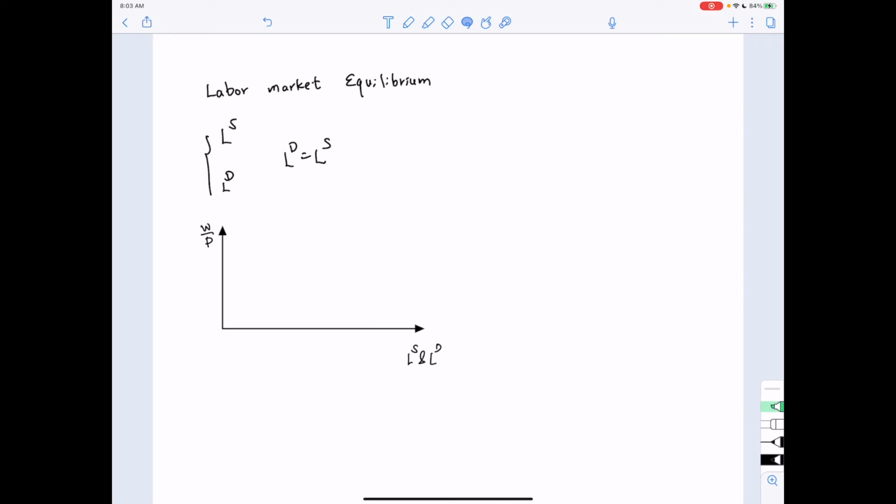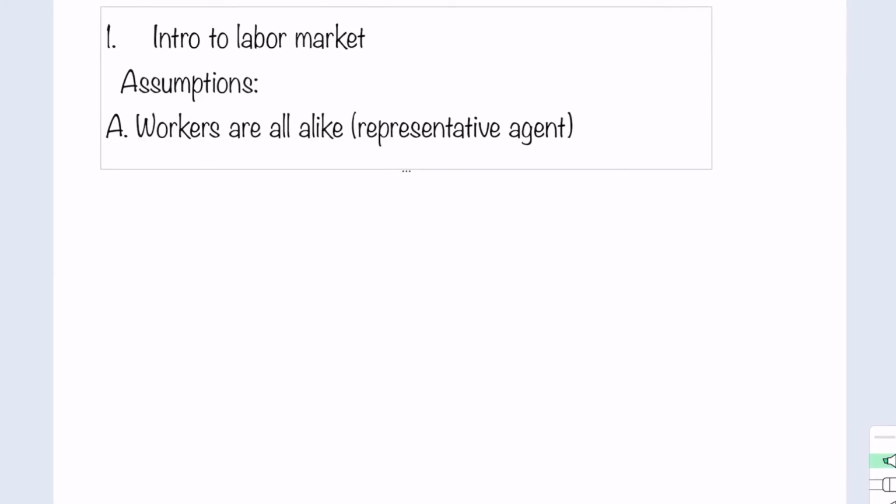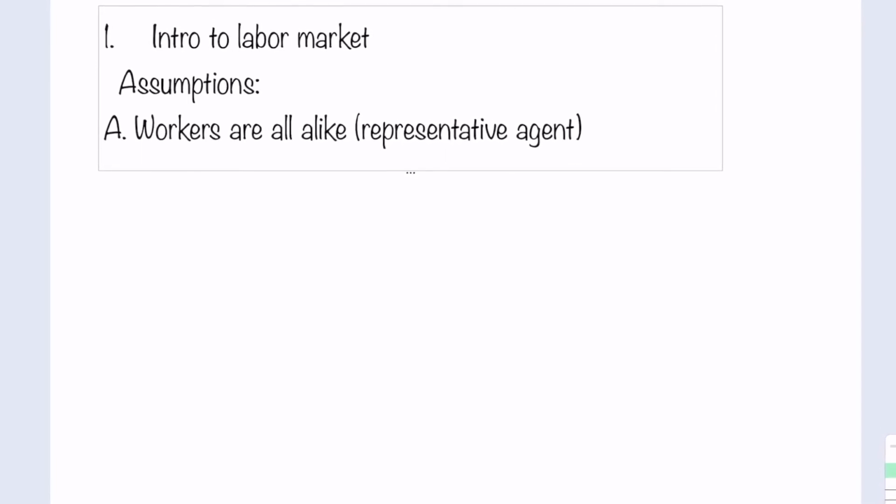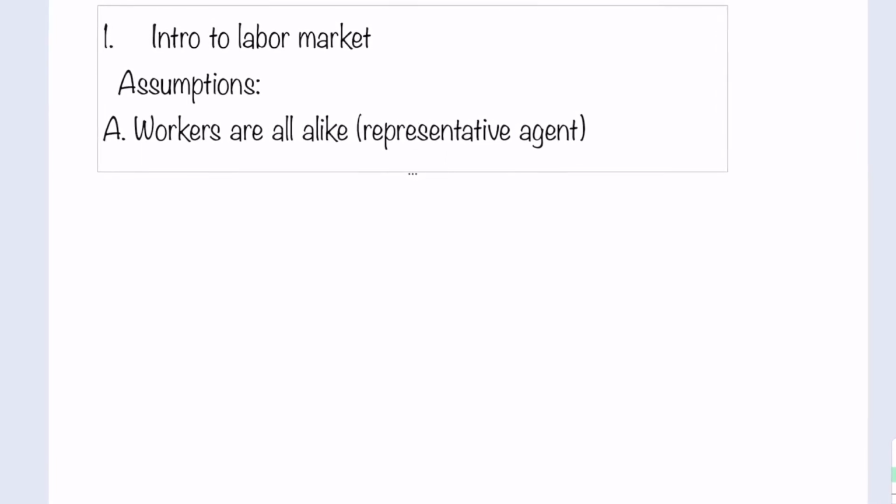So when talking about the labor market, we need to make a couple of assumptions such that we can simplify the model we want to develop. The assumptions we made are as follows. We assume that all the workers are alike, such that we will be able to use a representative agent to describe the behavior of all the workers.